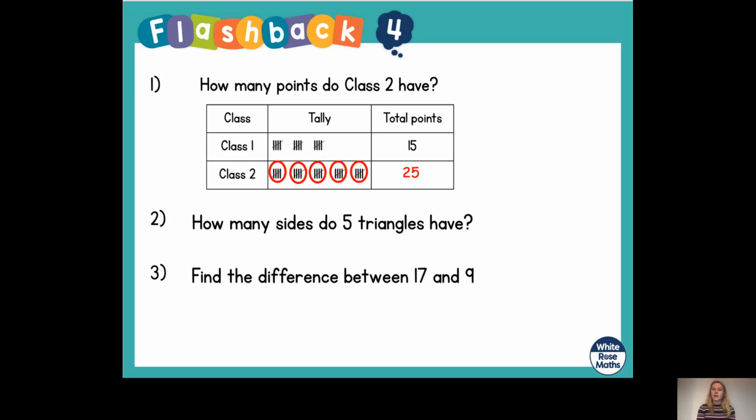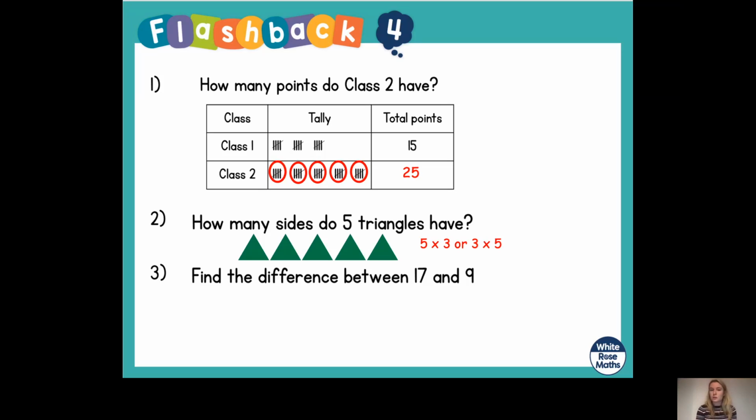Okay, number 2. How many sides do 5 triangles have? Well, here is one triangle. How many sides does it have? Yes, it has 3, doesn't it? So let's find how many are on 5 triangles. Well, we have 5 triangles and we have 3 sides on each triangle. So therefore, we can write the multiplication number sentence 5 multiplied by 3. But we don't know the 3 times table, do we? But we do know the 5 times table. So we can use the commutative law to change the parts around to get 3 multiplied by 5.